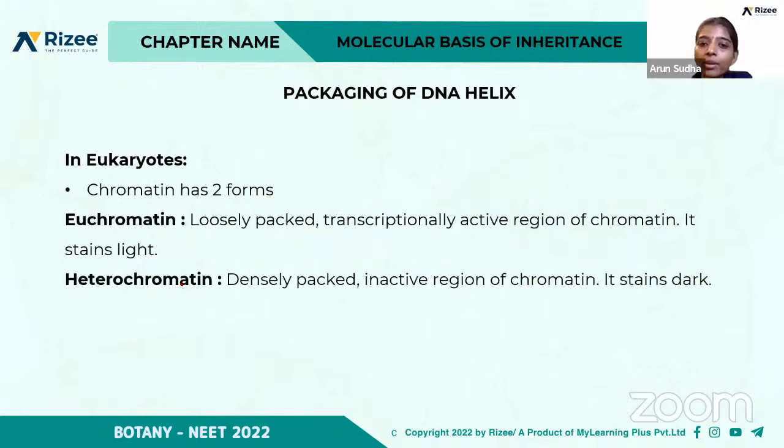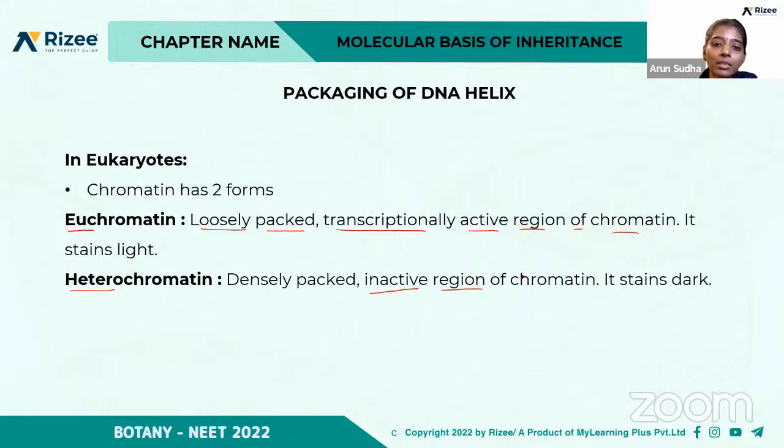And in the case of eukaryotes, the chromatin has two forms, that is euchromatin and heterochromatin. So what is the role of euchromatin and heterochromatin? Euchromatin is a loosely packed chromatin, and it is a transcriptionally active region of the chromatin. So this is the most active part of the chromatin, but heterochromatin is the inactive region of the chromatin.